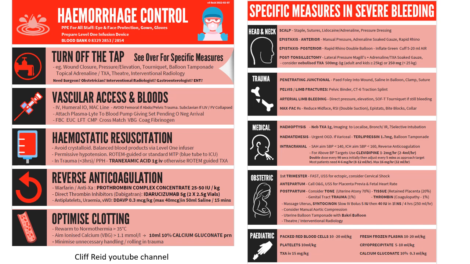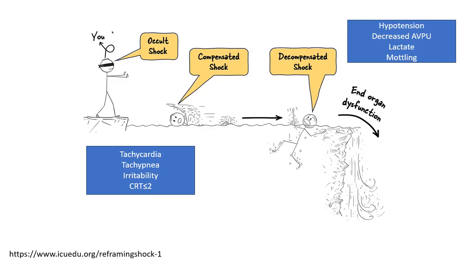We reverse anticoagulation, that's usually not common in children, but in adults. And we optimize clotting. We'll give calcium, of course, and we'll keep them warm. We'll manage pH, but we'll not give crystalloids if we don't need them. And then you have here the specific measures for severe bleeding, or how to turn off the tap. You can check that out for yourself. All right, and here we have the occult again, and decompensated and compensated shock.